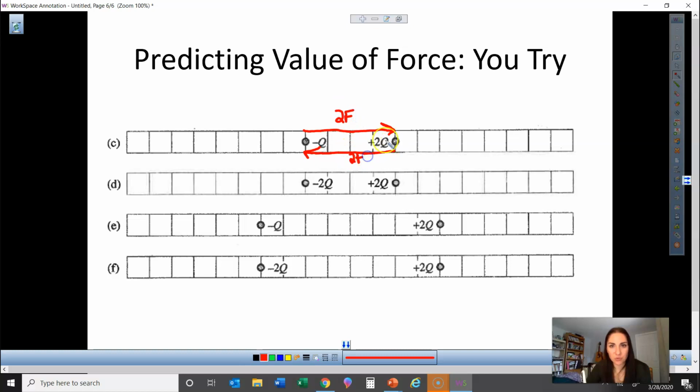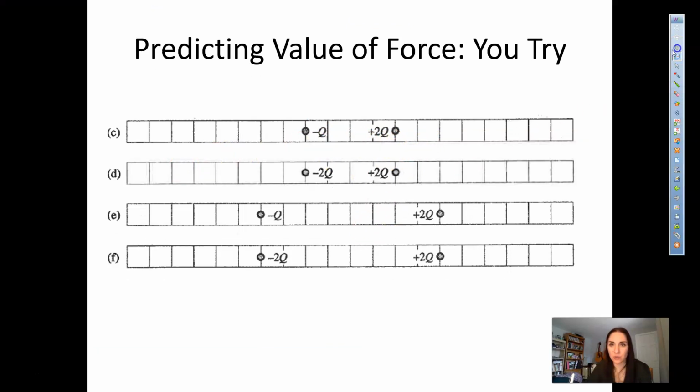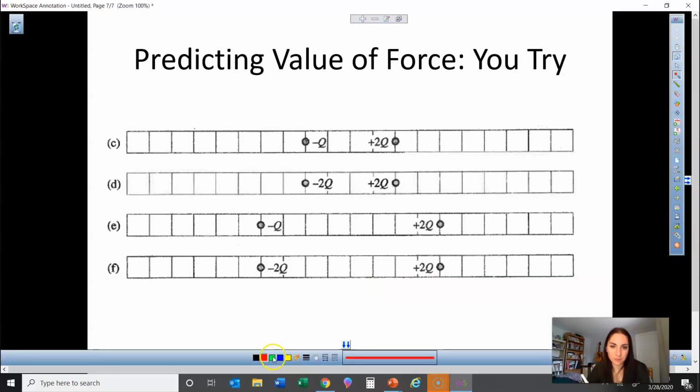Just because this one's stronger doesn't mean that this is stronger, okay? Notice that this is wrong. I'm going to show you. This is wrong. This is wrong.